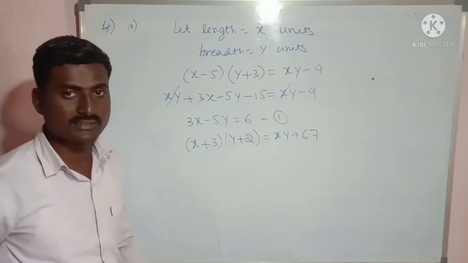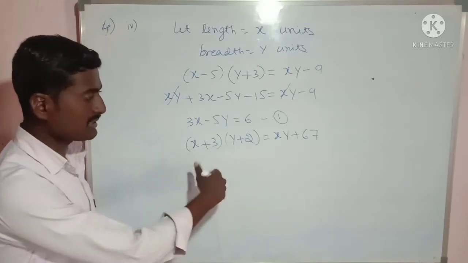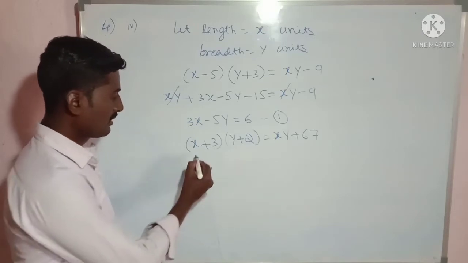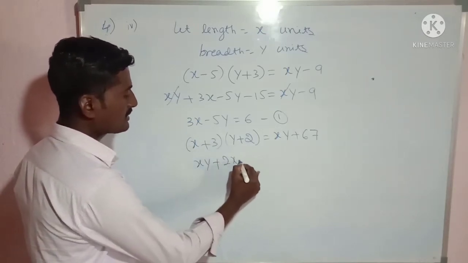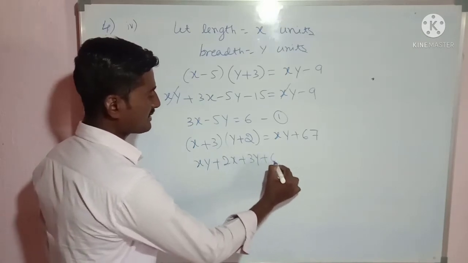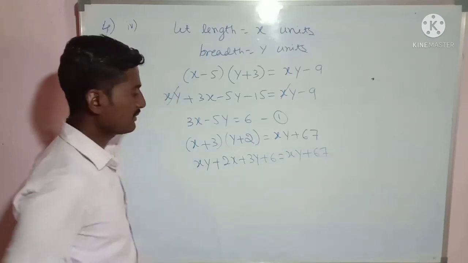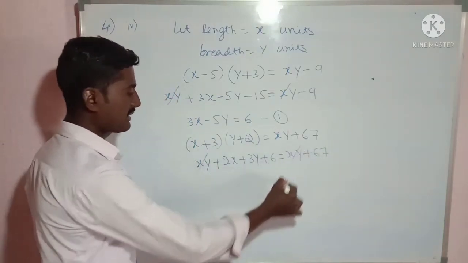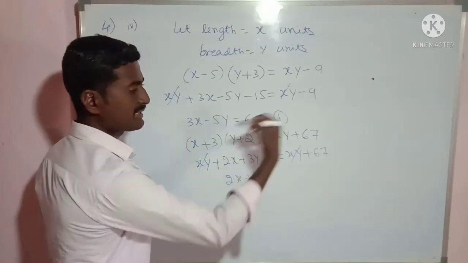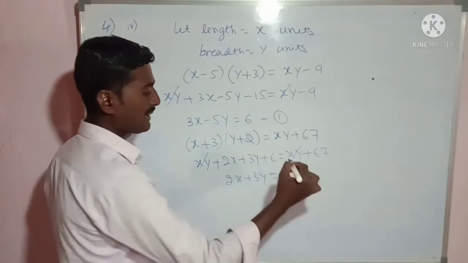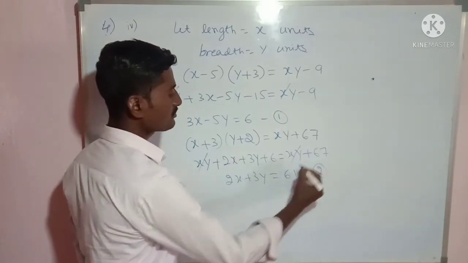Find the dimensions. Okay. So again we have to simplify this. I will get the second equation. Simplify this. xy plus 2x plus 3y plus 6 is equal to xy plus 67. Right? So here xy get cancelled. 2x plus 3y. Take this 6 to the right side. That is 67 minus 6, that is 61. Now we'll take this as equation number 2.